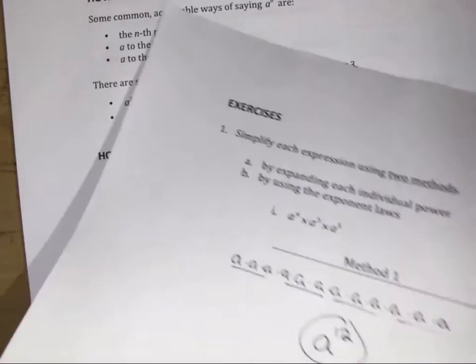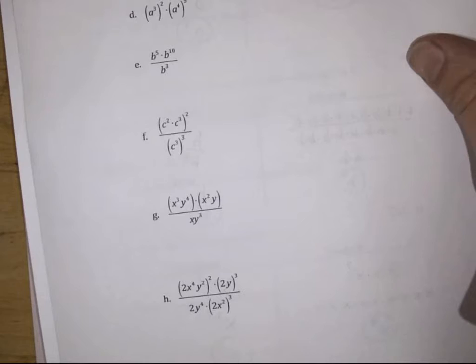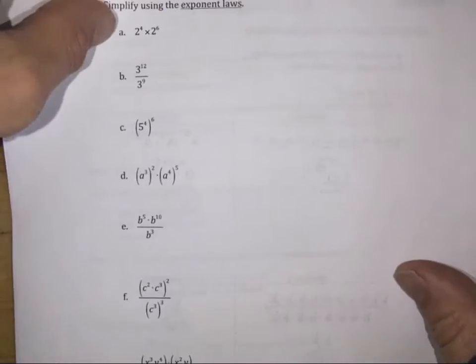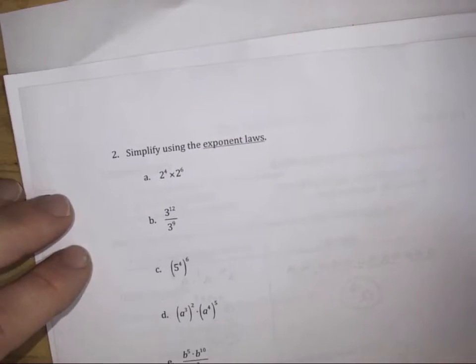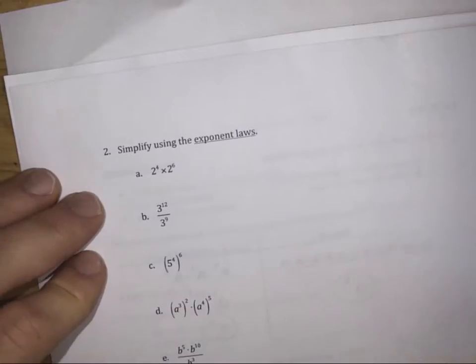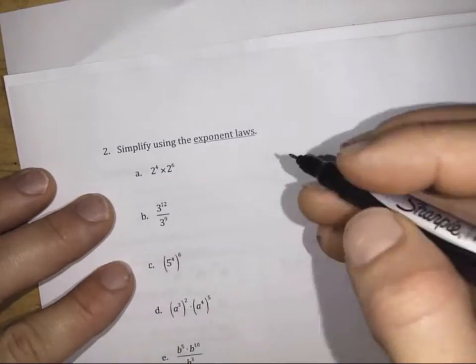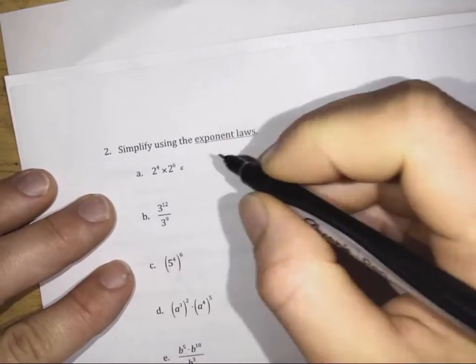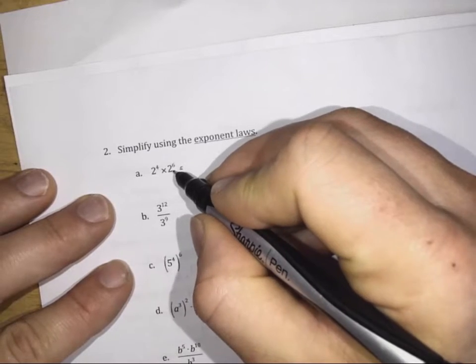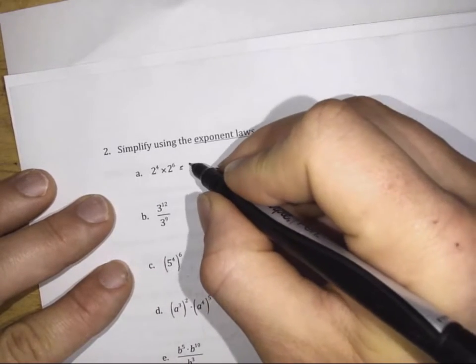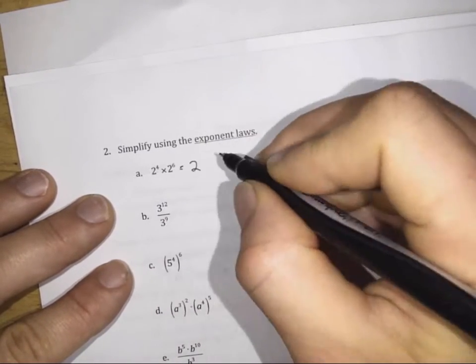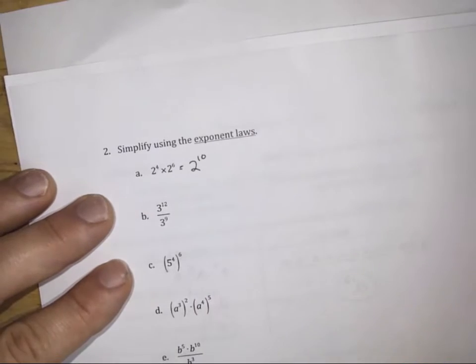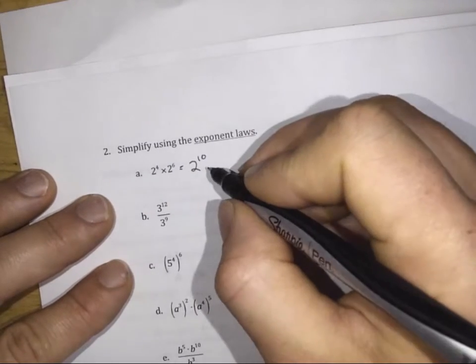Okay. And on the back, we've got some practice questions that allow us to just make sure we really understand the principle of these exponent laws. So we'll just run through these pretty quickly. This is the addition principle, so I could simplify this as 2 to the power of 4 plus 6, which is 2 to the power of 10. And we could just leave it like that.